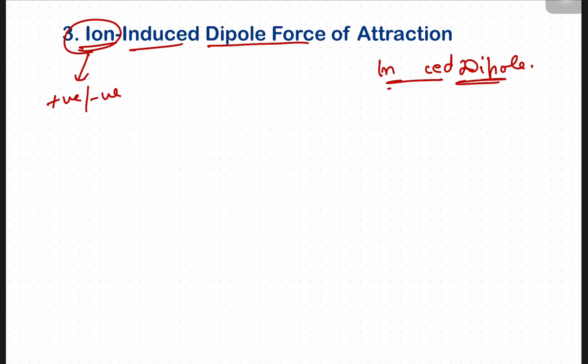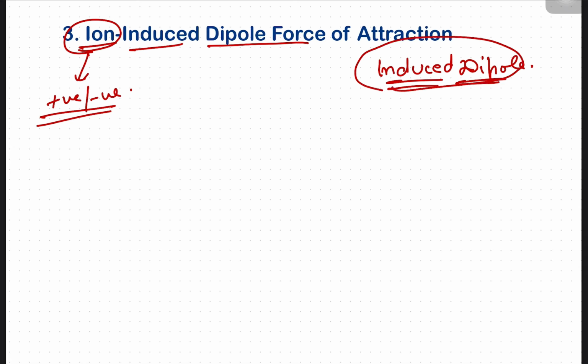Okay, now what is an induced dipole? The main thing you should keep in mind is that induced dipoles are those which initially are not a dipole, but when any ion or a dipole approaches them, they become a dipole. So that is known as an induced dipole.